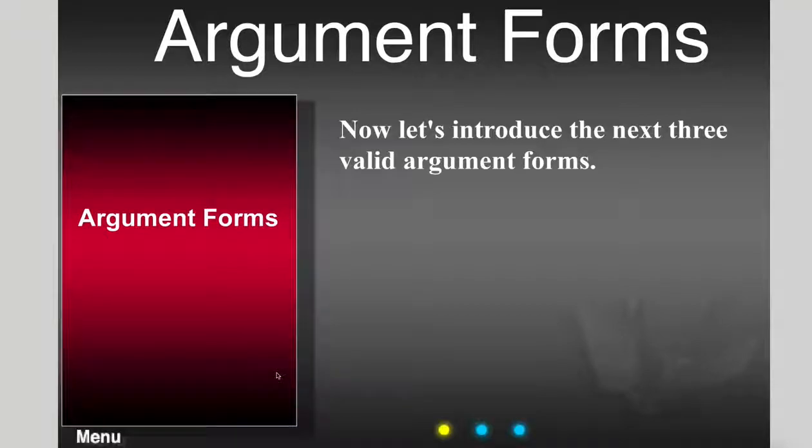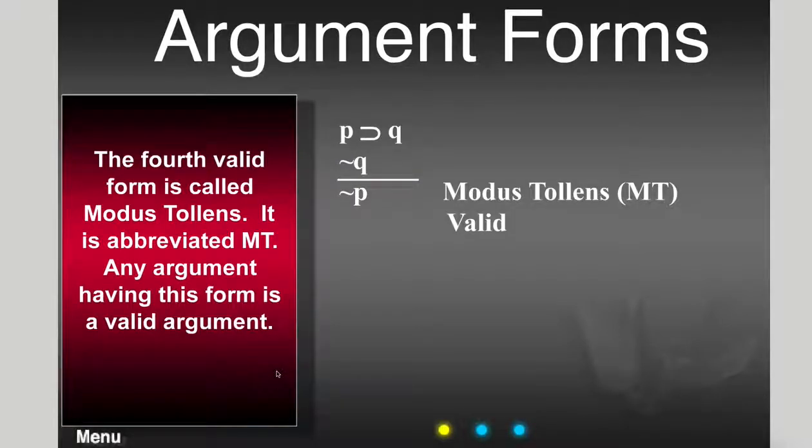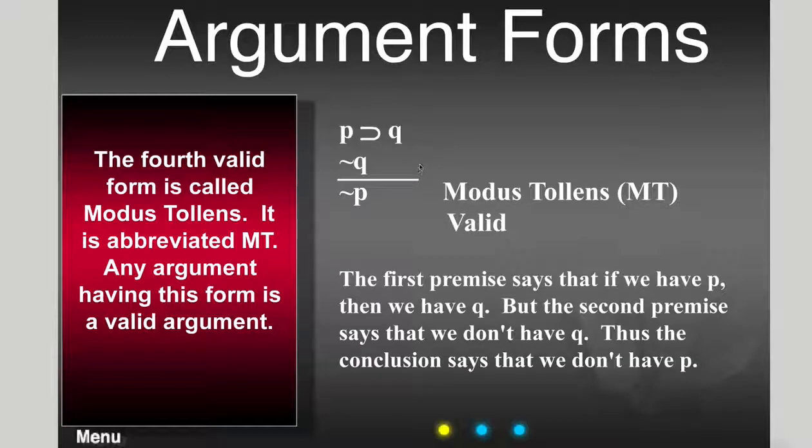So now let's introduce the next three valid argument forms. This is called modus tollens, MT, and is always valid. P, therefore Q. Again, this could be the law of the contrapositive if you learned this in algebra. For some reason, it was a subsection of my math in 8th, 9th, or 10th grade. Matter of fact, I forget when. But in any event, we were given these argument forms when I was in high school.